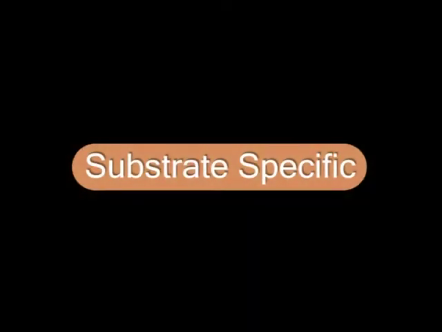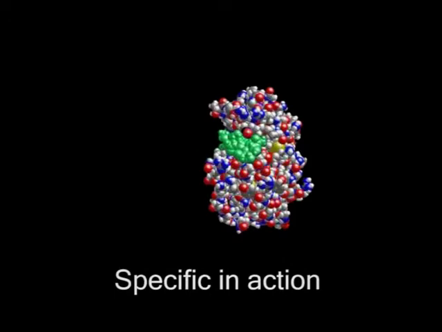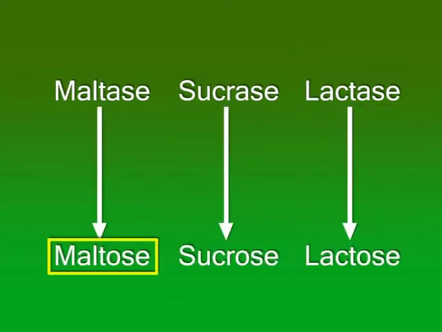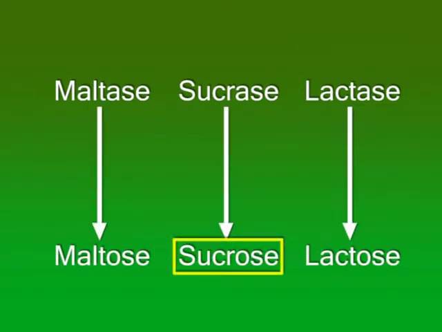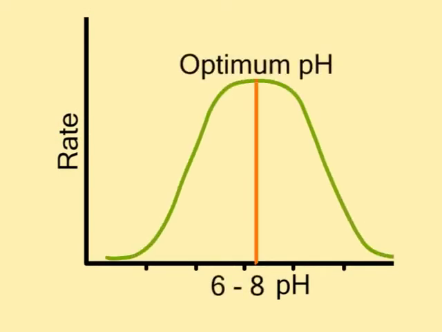Substrate specific. Enzymes are specific in action. For example, maltase, sucrase, and lactase can hydrolyze maltose, sucrose, and lactose. pH sensitivity. The enzymes show maximum activity at an optimum pH, that is 6 to 8. Their activity slows down with decrease and increase in pH.